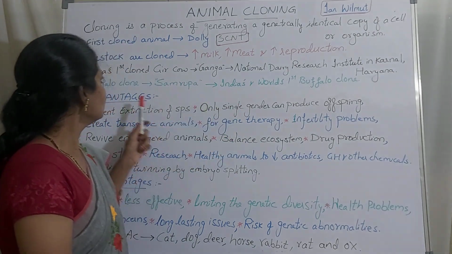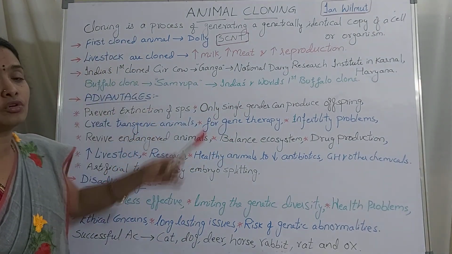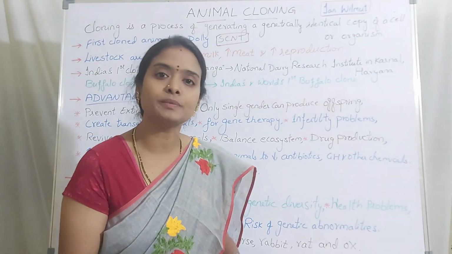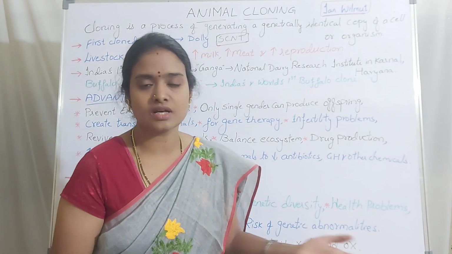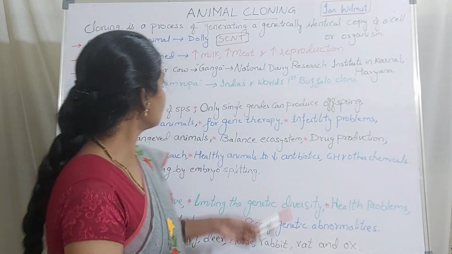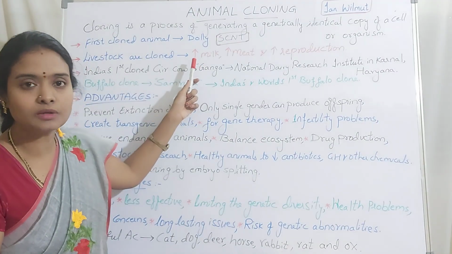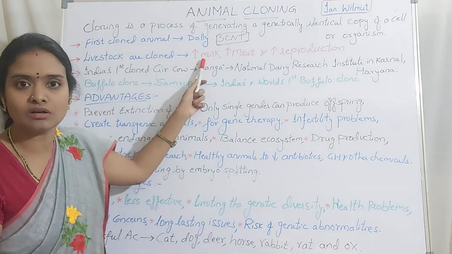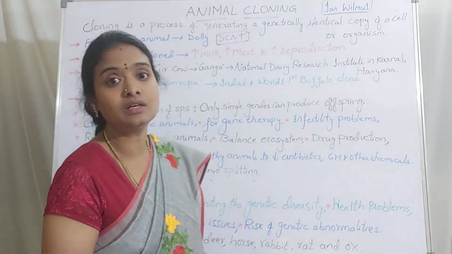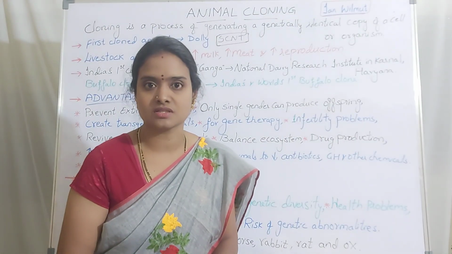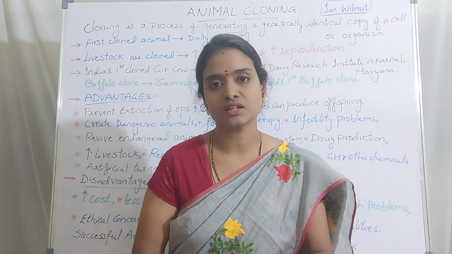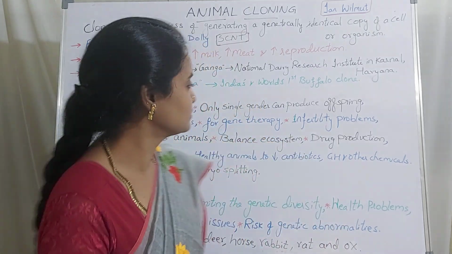Okay? Then why do you have to go for animal cloning, when you have so many reproductive strategies such as the natural process or in vitro fertilization technique and all? So what is the reason? In order to produce increased quantity of milk, increased meat production, and also increase the reproduction in the animals. Okay, so let us see what are the advantages and disadvantages of this cloning technique.